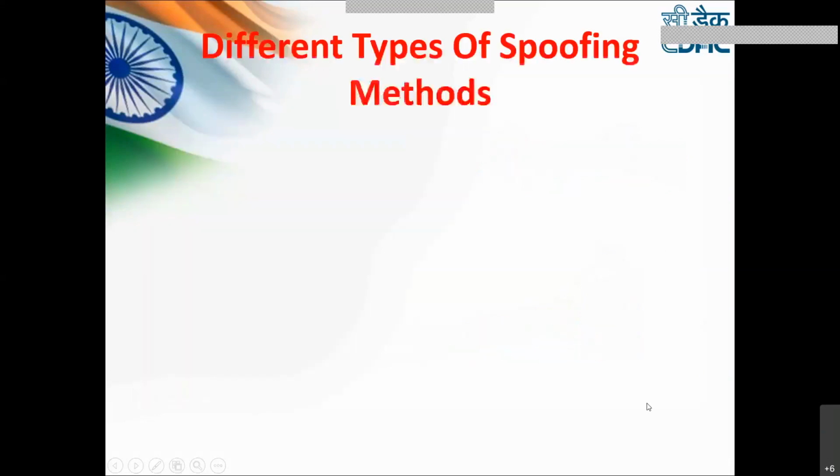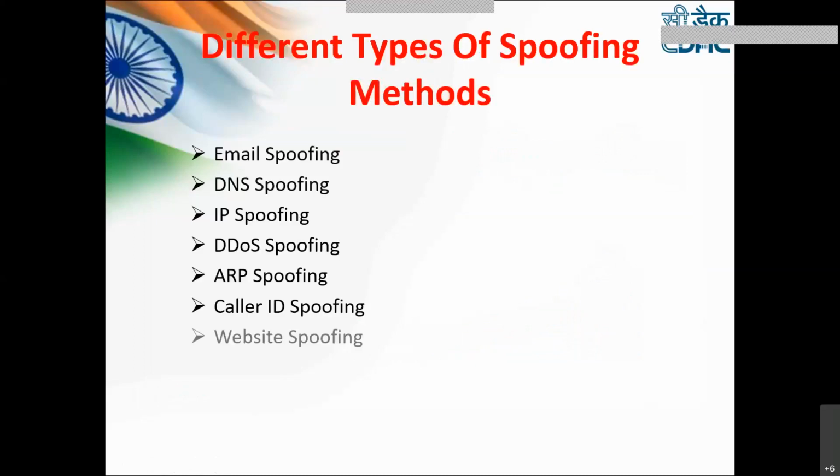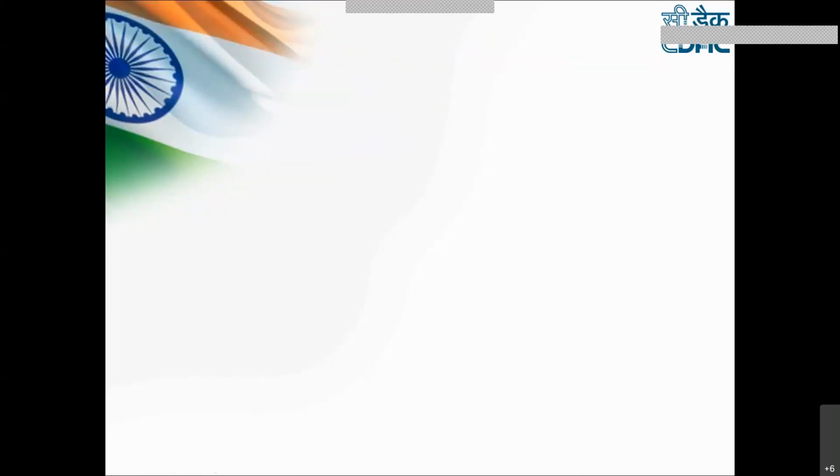Let's move on. So there are different types of spoofing methods. One is email spoofing, DNS spoofing, IP spoofing, distributed denial of service spoofing, address resolution protocol spoofing, caller ID spoofing, website spoofing, and GPS spoofing. As you can see, there are different types of spoofing methods, and we'll go through them in a basic way. We'll try to understand each and every method.